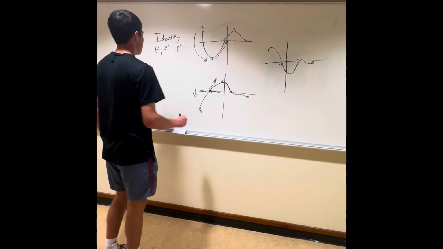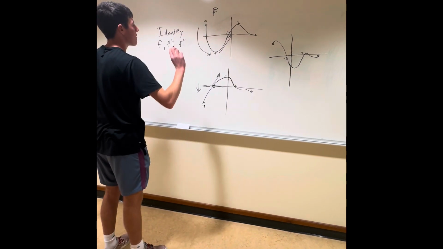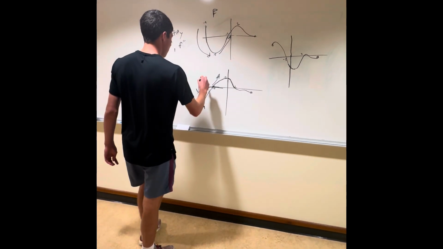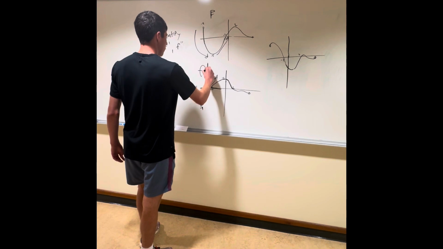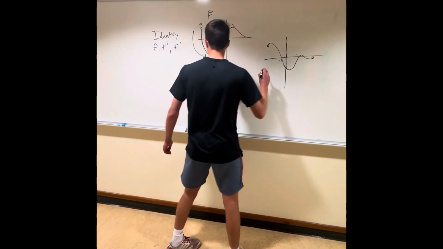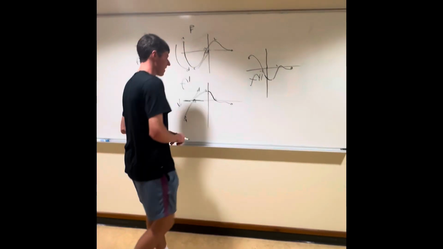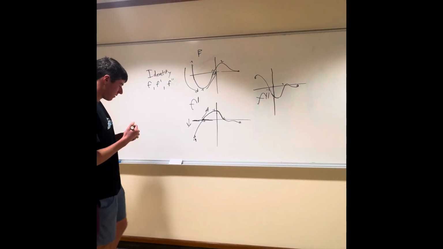So that means that this is f. Yeah, that's f. And then this is the derivative. And then this is the odd one out, so it has to be the second derivative of f. And yeah, that's how you do it.